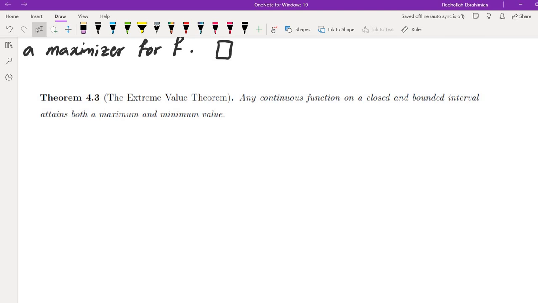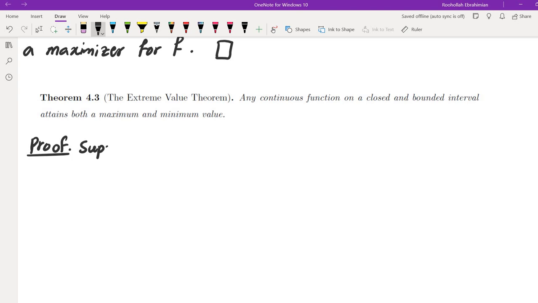Now, the big theorem that we're going to prove today is the extreme value theorem. And here's the statement of the theorem. It says any continuous function on a closed and bounded interval attains both a maximum and a minimum value. So let me start with naming the function and its domain, and then we'll go over the proof.